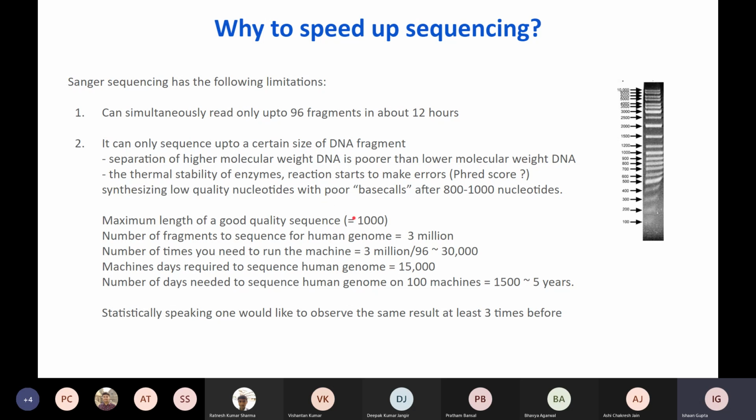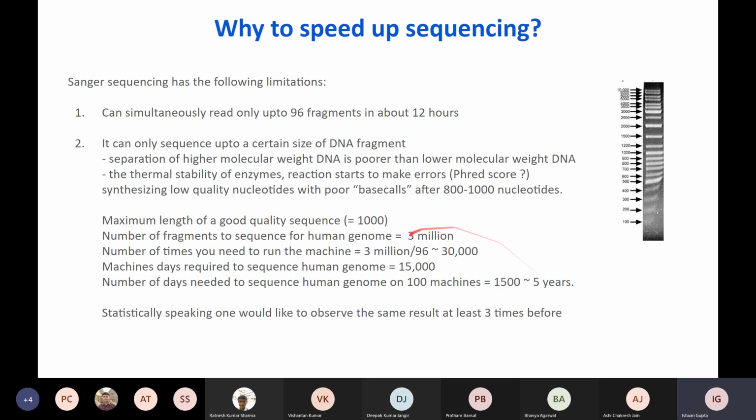So in order to sequence the entire human genome once, you would need to sequence 3 million fragments. If you are running approximately 100 fragments in 12 hours, that means you will have to run the machine 30,000 times, or for 15,000 days. Now imagine there are 100 such machines spread across the world. That would mean it will take you about 5 years to sequence the human genome.